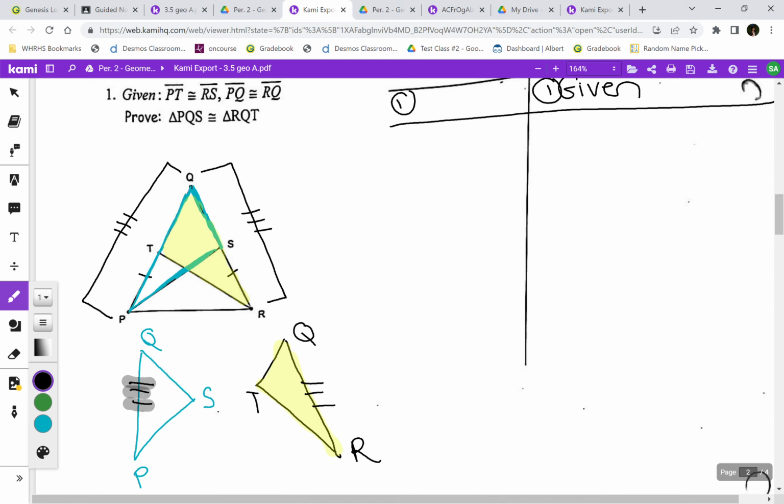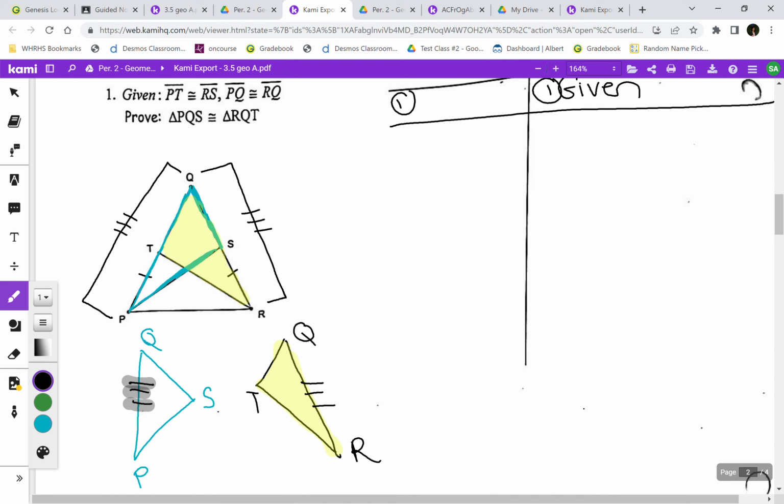Q to T, right? Trace it. Q to T, that's a full side. Is QS a full side of the blue triangle? QS? Yeah, QS is a full side. Trace it. Is there a way to get QT congruent to QS based on how we've labeled things right now? Absolutely. How can I get QT and QS congruent?